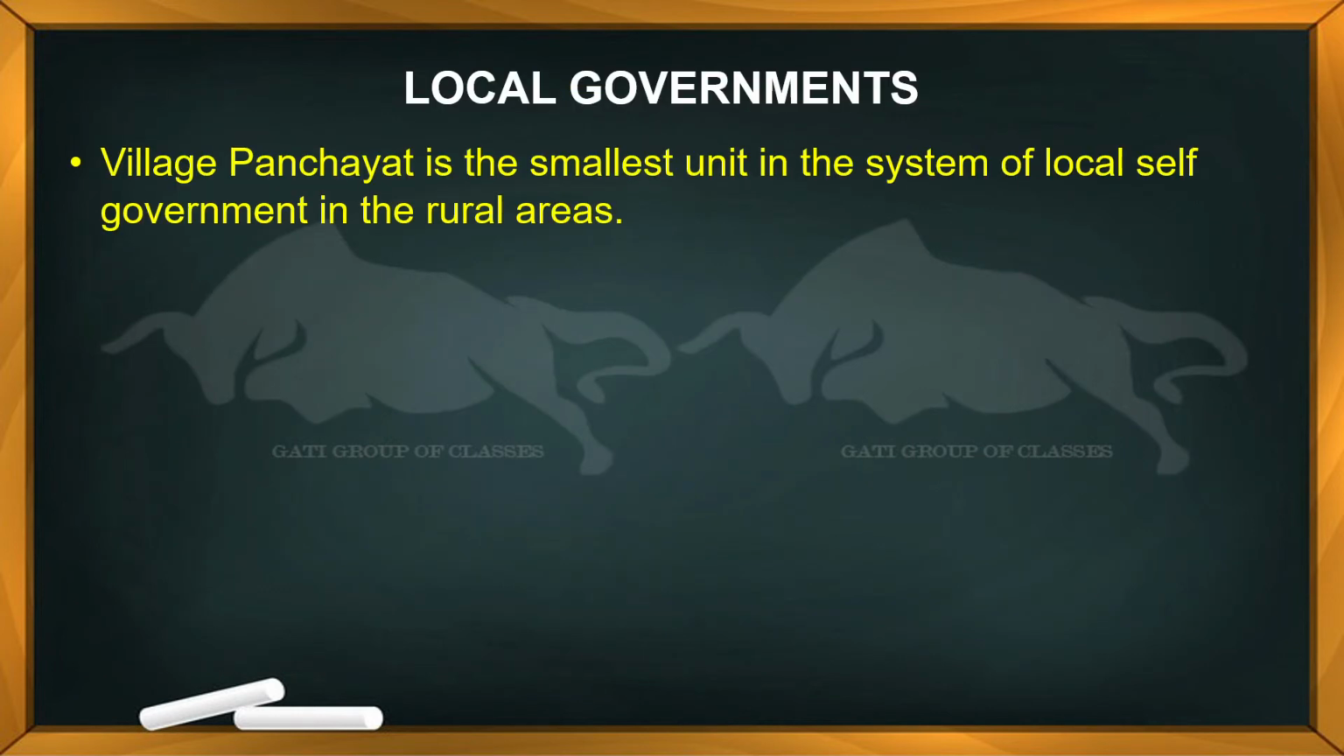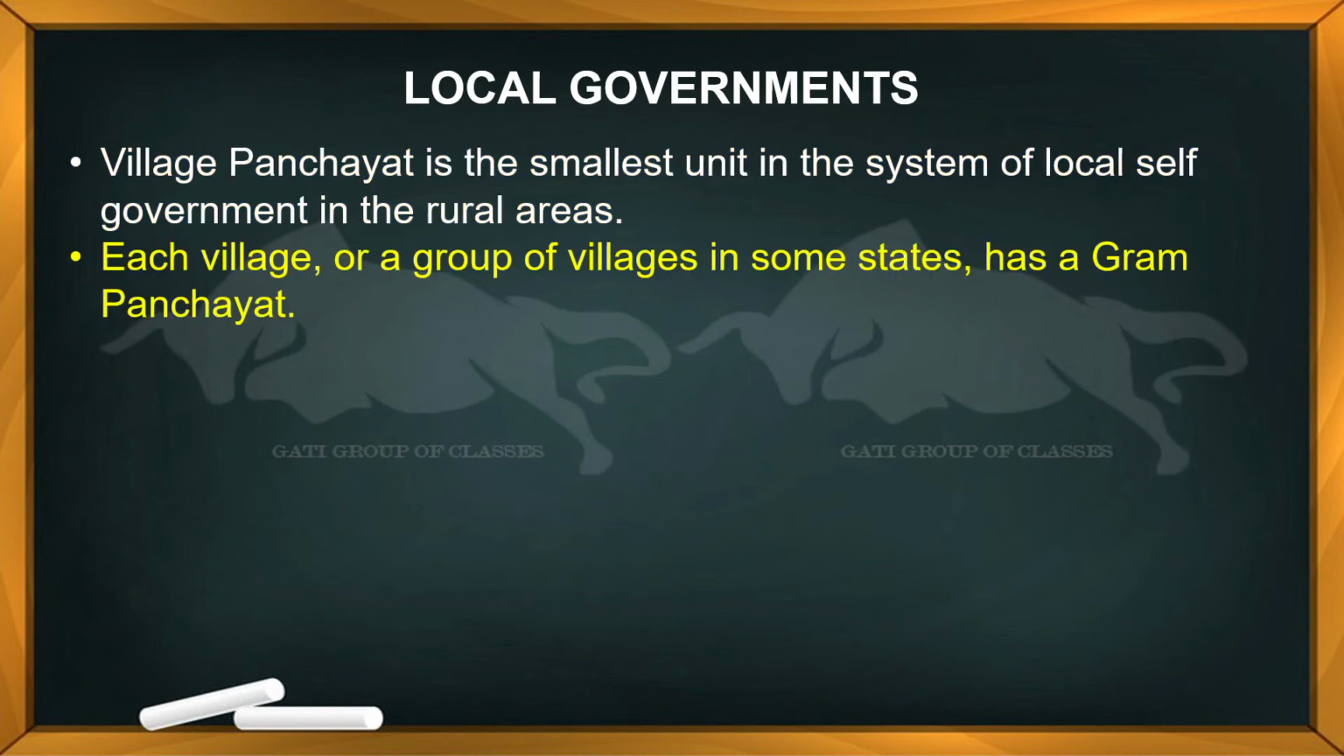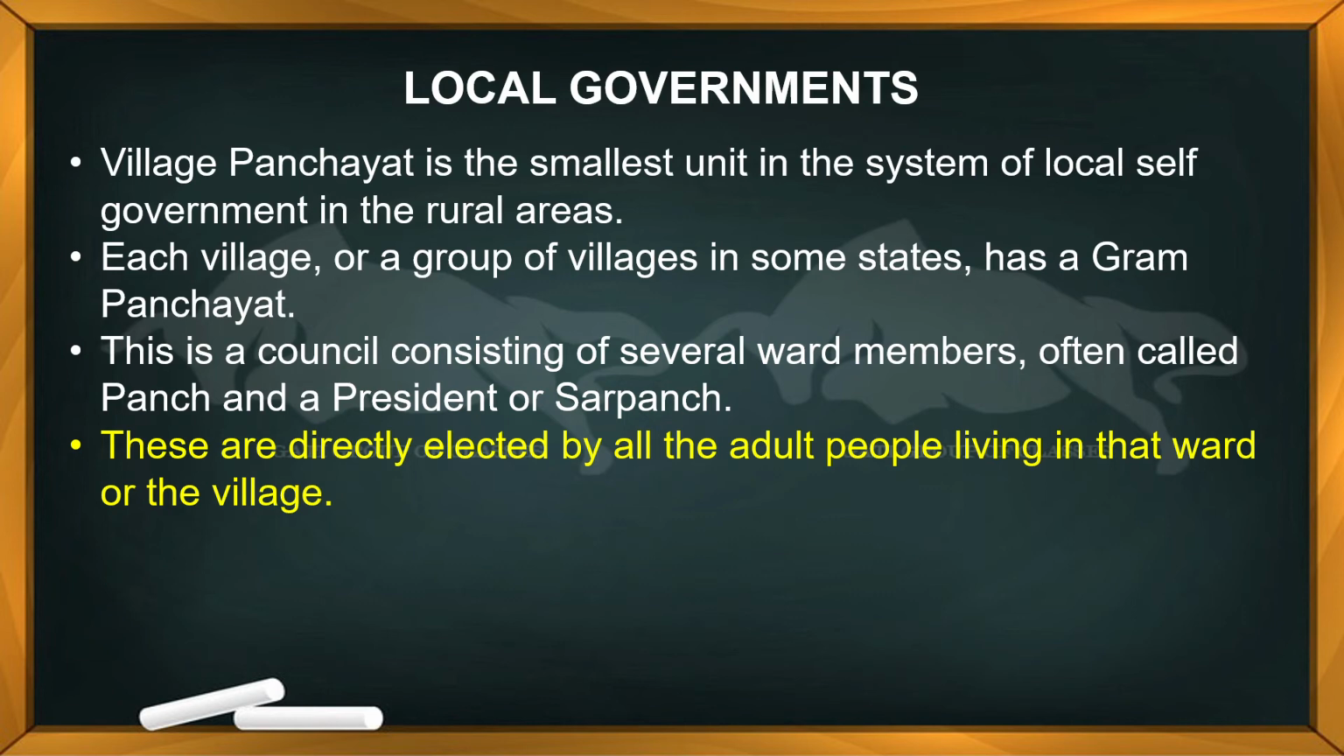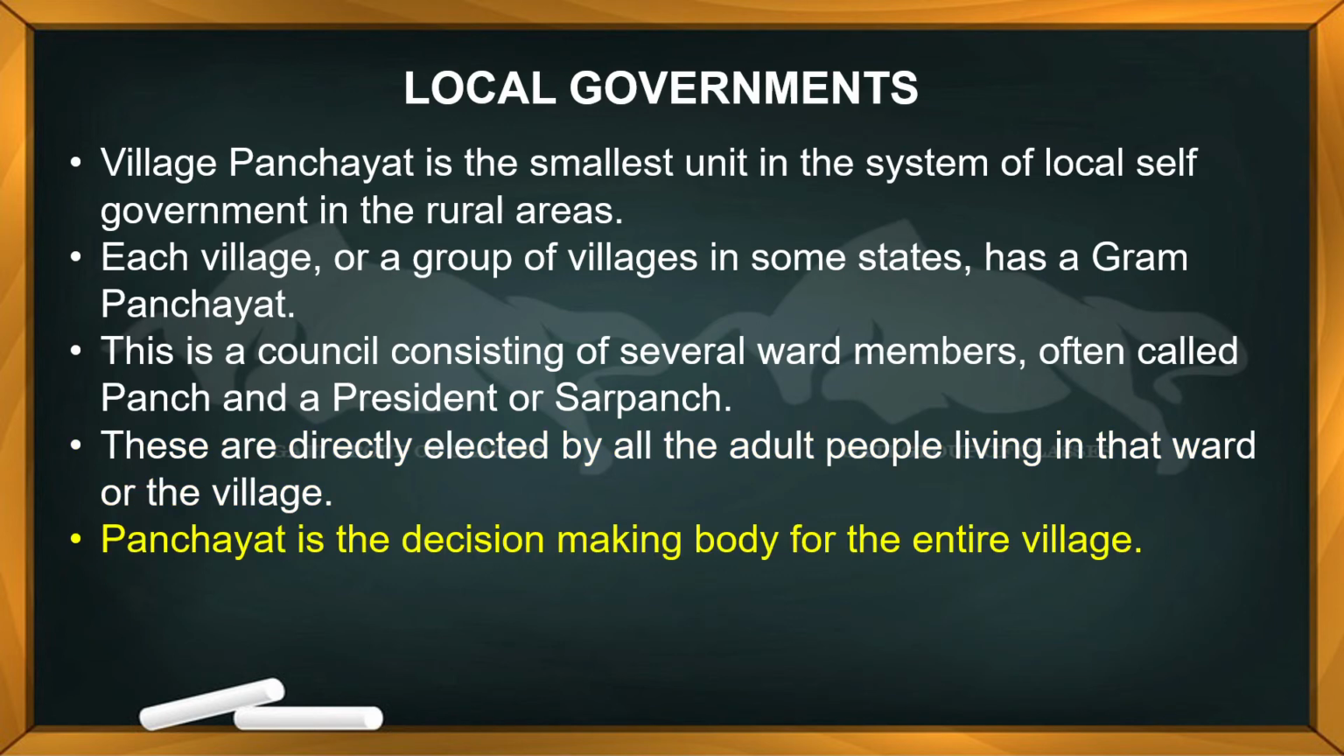So let's see what the local governments are. The village panchayat is the smallest unit in the system of local self-government in rural areas. Each village or group of villages in some states has a Gram Panchayat. This is a council consisting of several ward members, often called Panch, and a Sarpanch or President. These are directly elected by all adult people, that is, universal adult franchise: those aged 18 or over can vote. Panchayat is the decision-making body of the entire village.